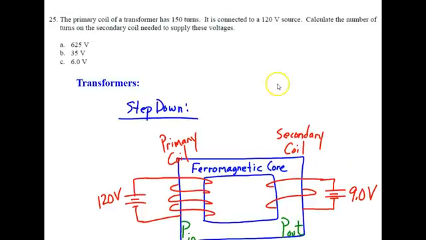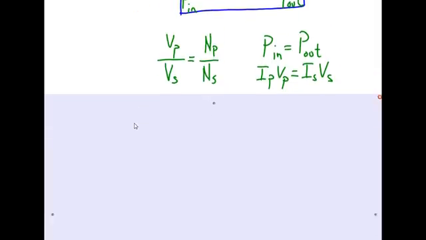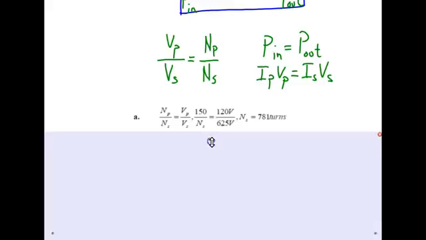So back up to our situation here. This tells you the number of turns on the primary. This is the primary voltage. They want to know the number of turns on the secondary, that would be NS, for these secondary voltages. Well, in the first case, it's a step-up transformer because it's increasing the voltage. So it makes sense that we have to have more turns on the secondary than we do on the primary. So just set up your ratio. NP is to NS as VP is to VS. 150 is to NS as 120 is to 625. Cross multiply and divide, and you should get a number of turns on the secondary, to the nearest whole number, of 781.